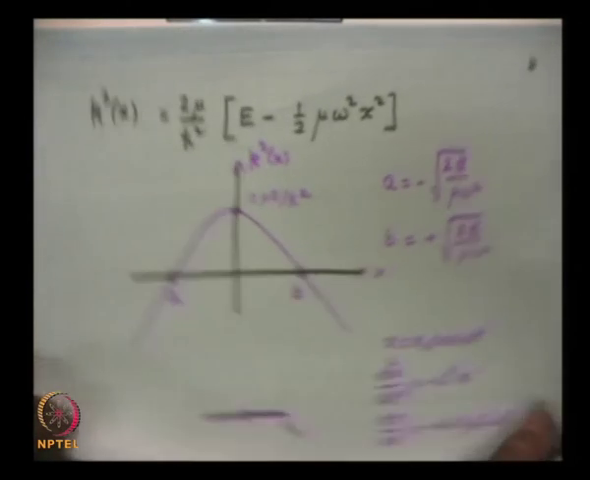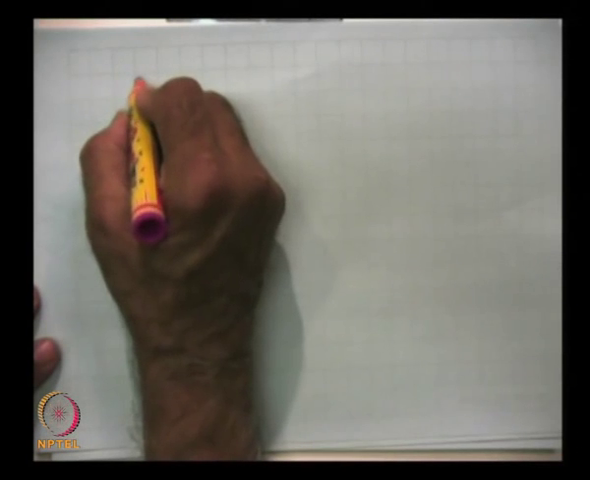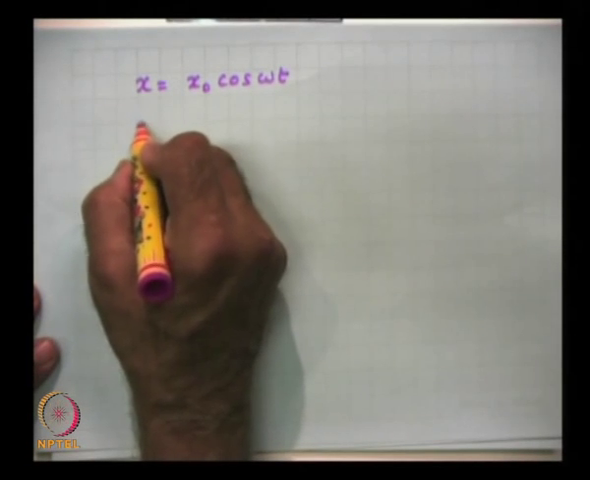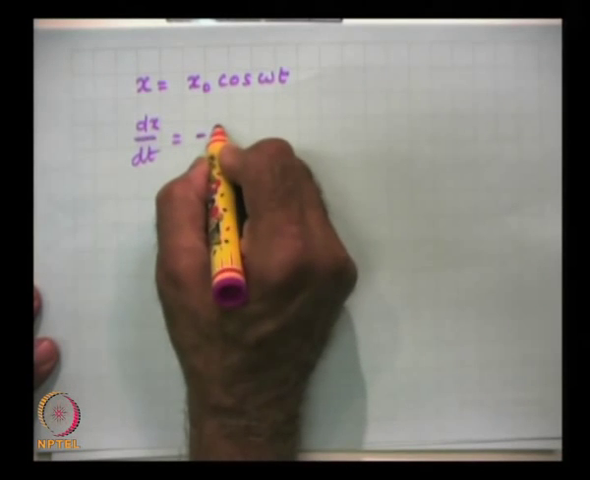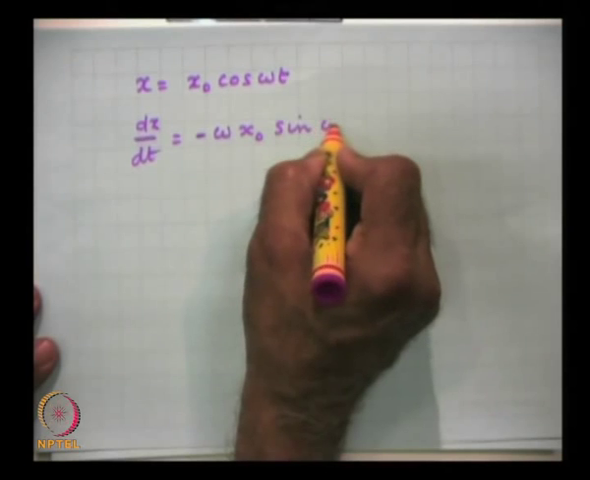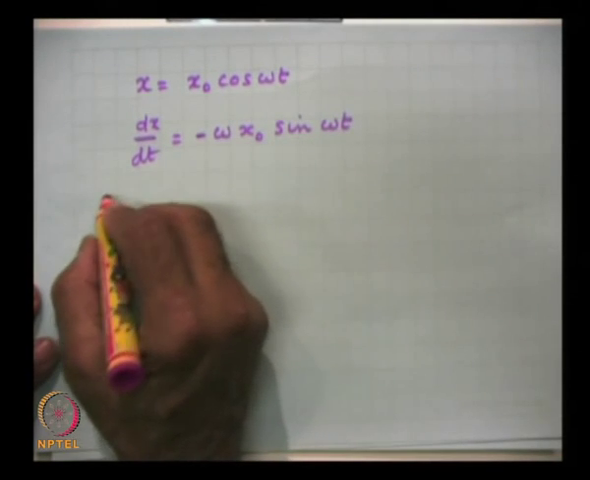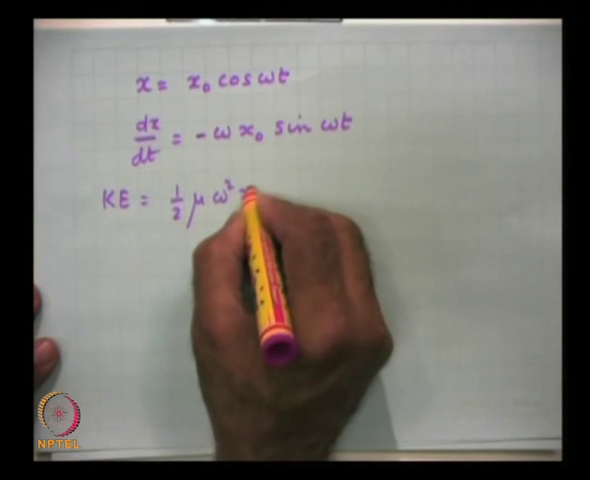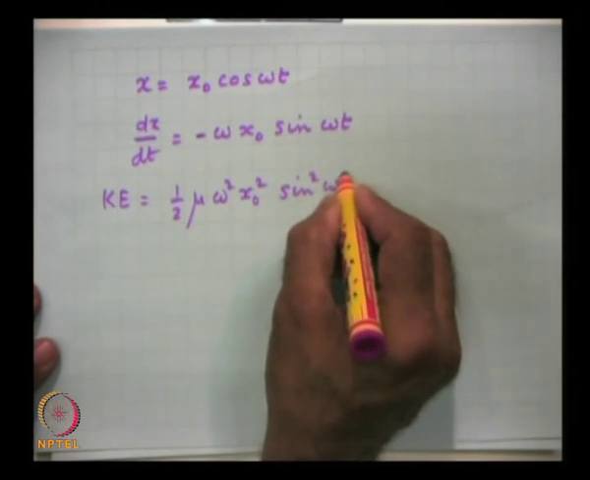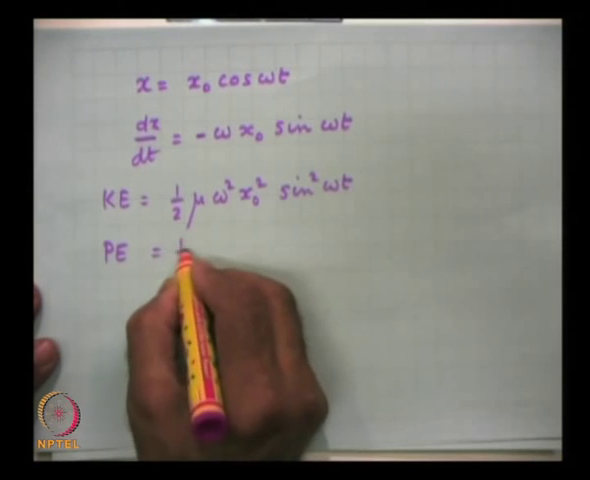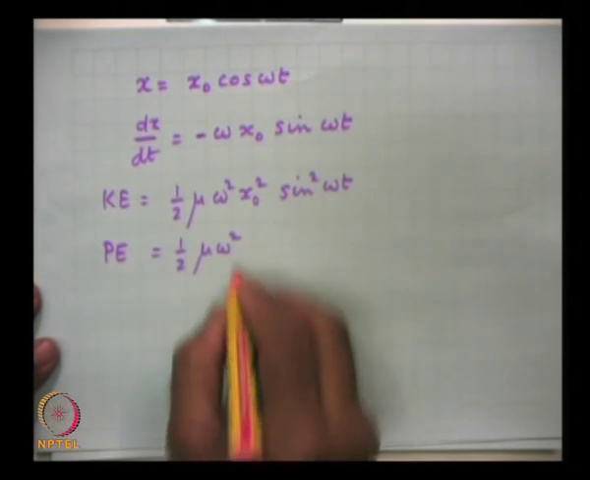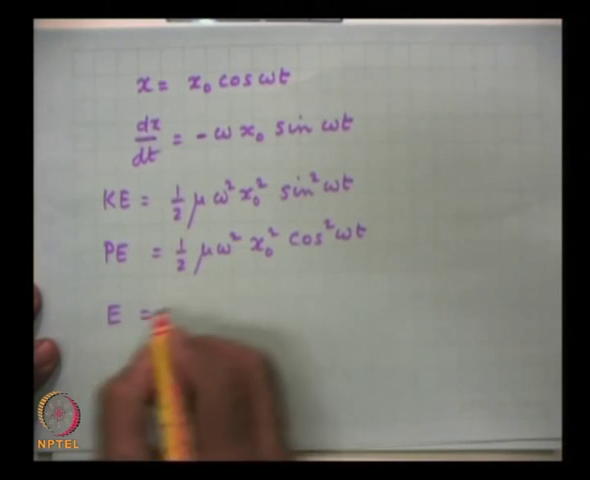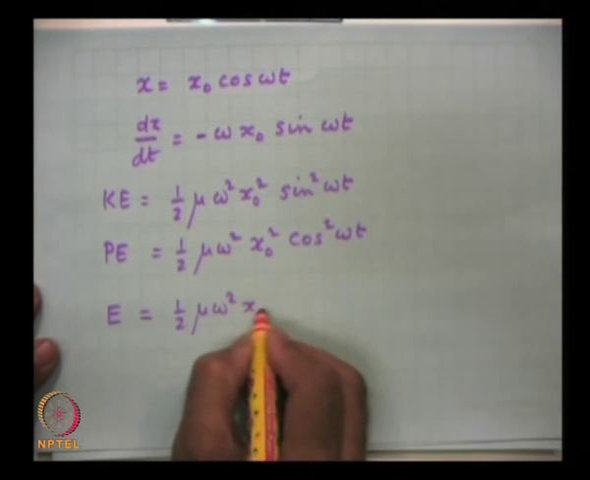So, the kinetic energy, let me write this again: x is equal to x naught cos omega t, and therefore the velocity dx by dt is equal to minus omega x naught sin omega t. So, its kinetic energy is half mu velocity square, which is half mu omega square x naught square sin square omega t, and the potential energy is half mu omega square x square, that is x naught square cos square omega t. So, the total energy is equal to half mu omega square x naught square.